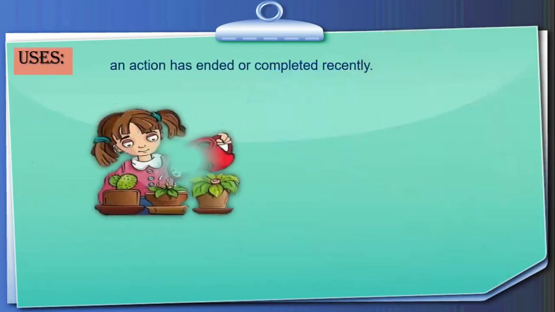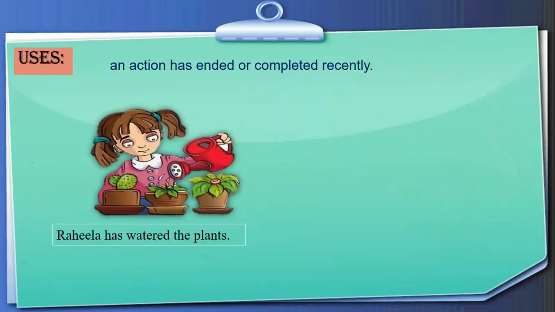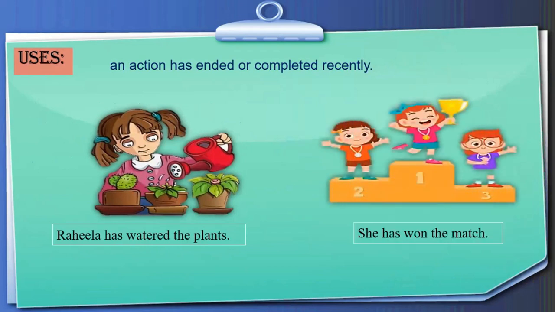So this is the use of present perfect tense: an action has ended or completed recently. For example, Rahila has watered the plants. Or, for example, she has won the match. Now you see, number one player, she has won the match. She has recently won the match and still she is celebrating. So for that action or that position, we say that she has won the match.